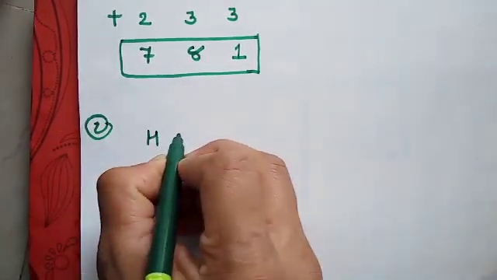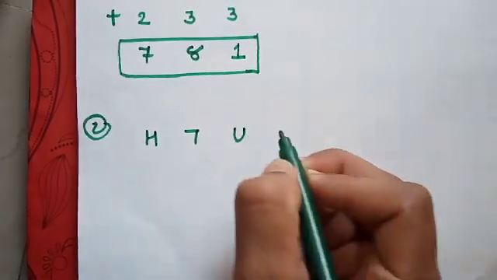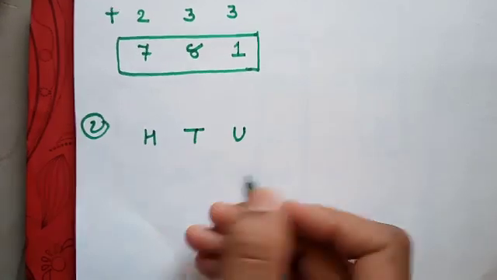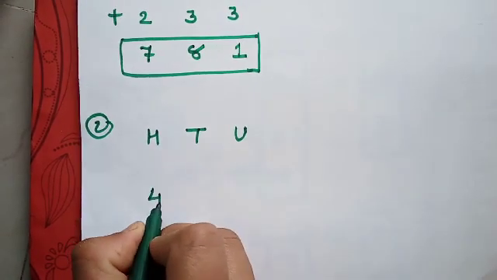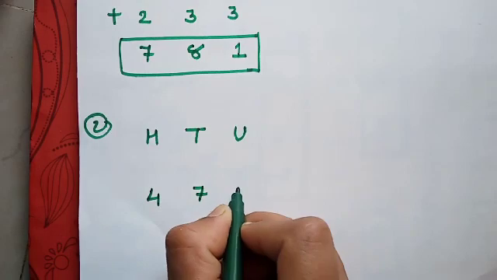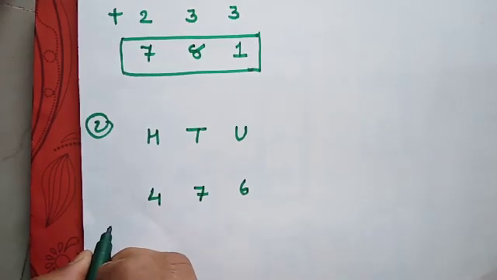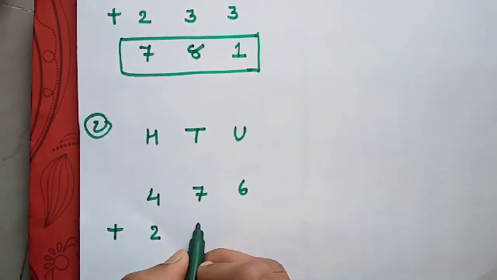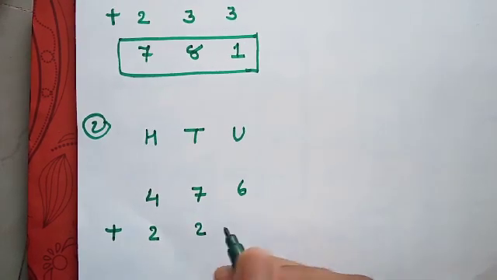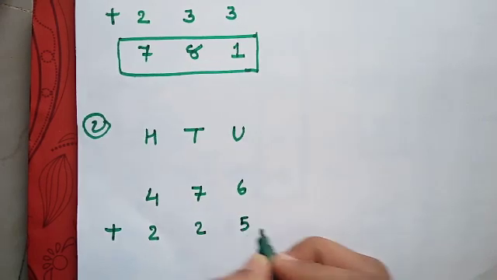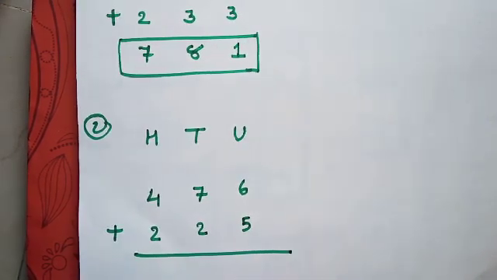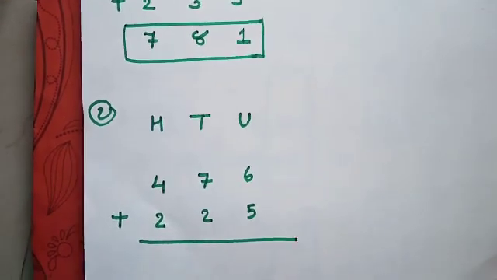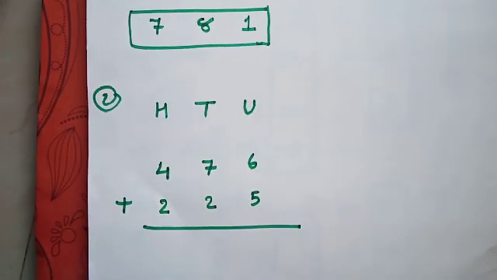Let's take another example, right? First we write here 100 tens unit. Leave some space to put the carry. Write 4, 7, 6, make a sign of addition. Write 2, then here again 2, and here 5. As I told you earlier, always start the sum from the unit place.